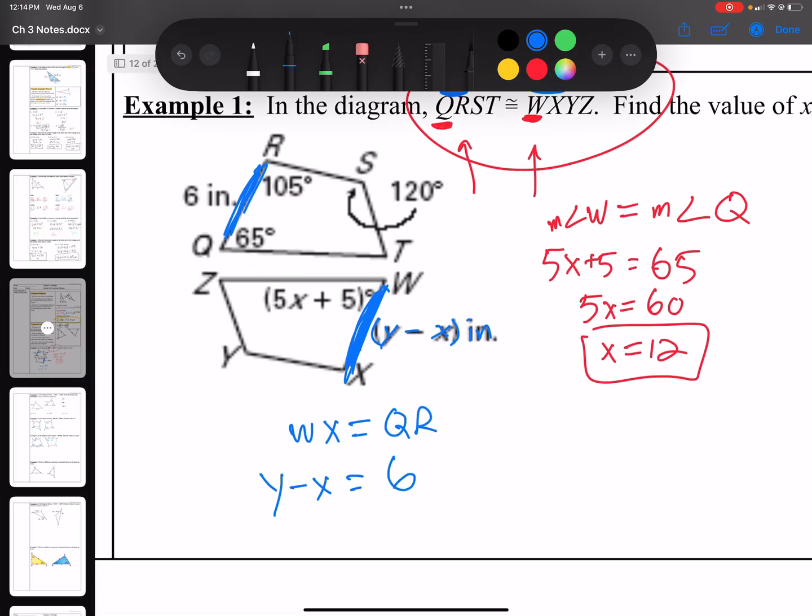Now, thankfully, we just figured out how much x is, so we can plug that in. x was 12. Sorry, that should be 6. And all I need to do now is add 12 to both sides, and I get that y equals 18.